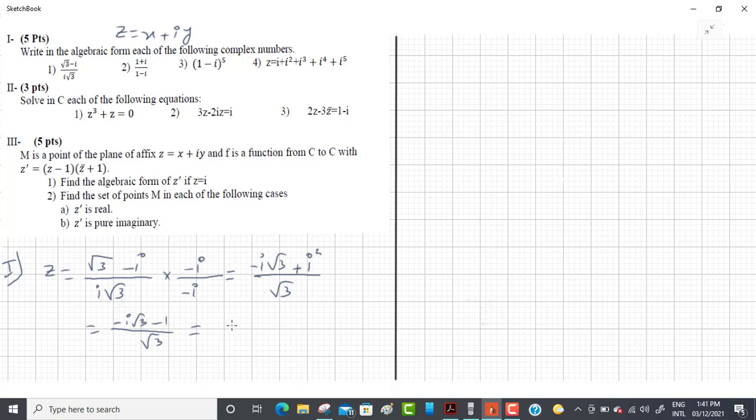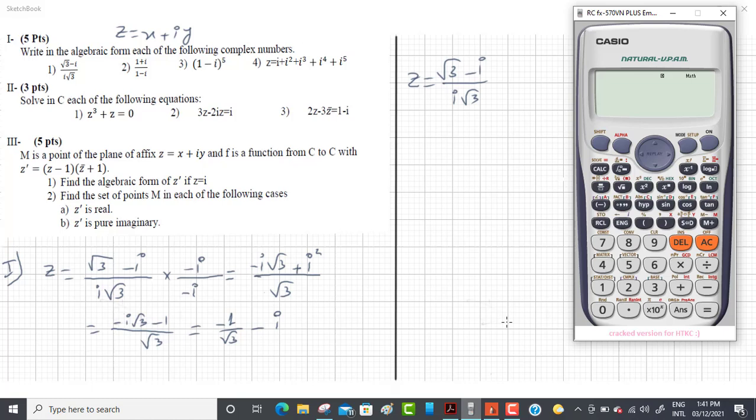If I have to write it in the complex form, I can write it as minus 1 over radical 3 minus i radical 3 over radical 3, minus i. And this is the algebraic form of this complex number. But do I have to do all this? Of course not. Why? z equals radical 3 minus i over i radical 3.